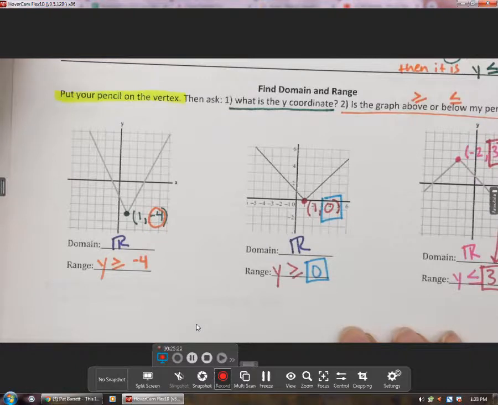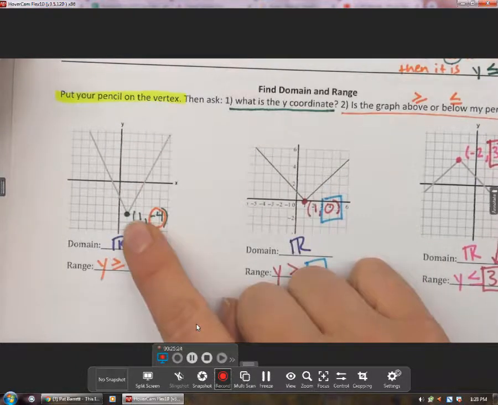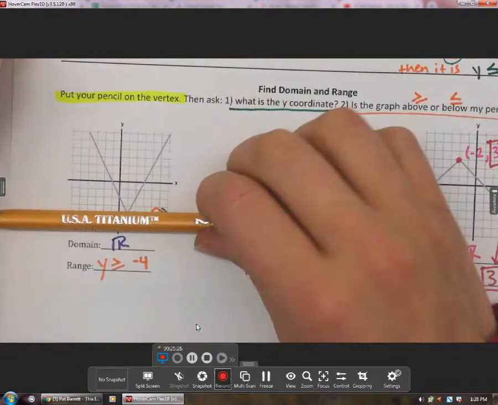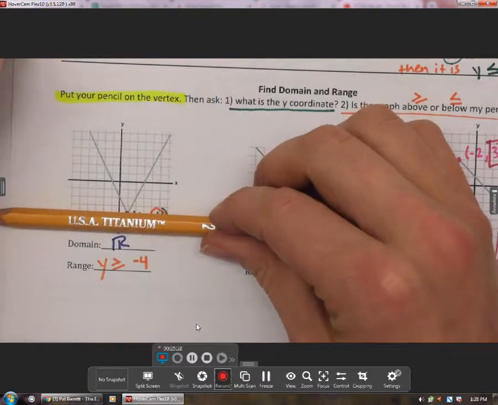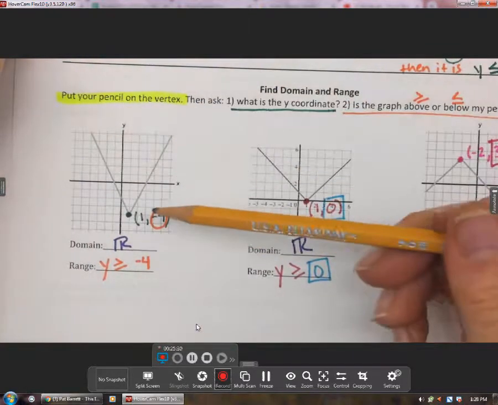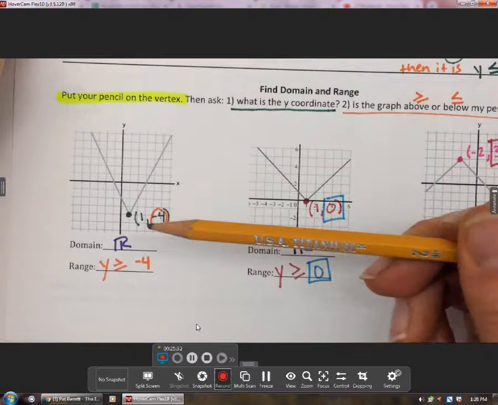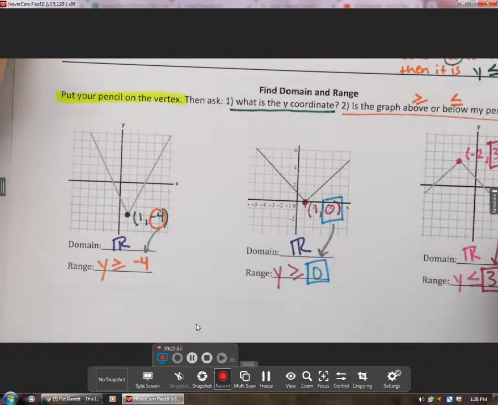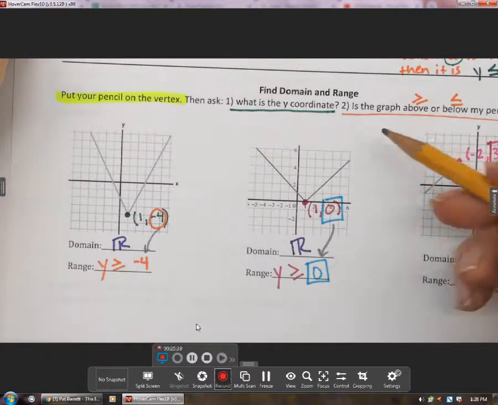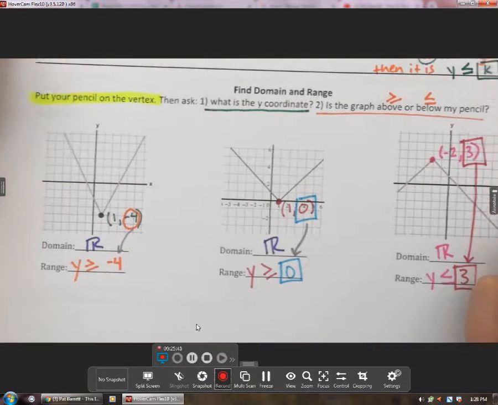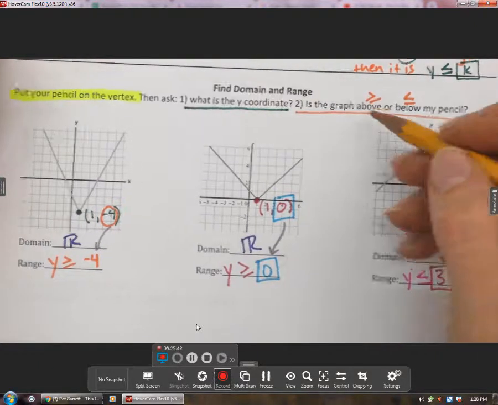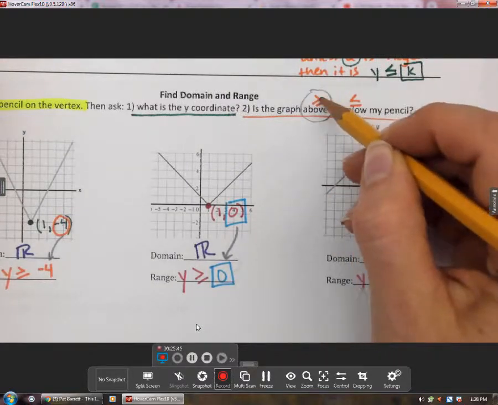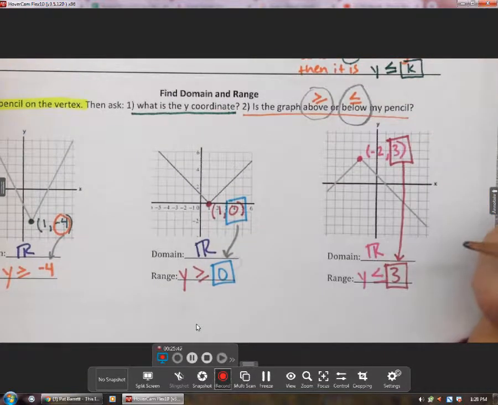We talked about domain and range and how to find it. You put your pencil on the vertex, and you can even just lay it on the vertex. You ask yourself, what is the y-coordinate of the vertex? That's your magic number. That's what will always go here in that spot. And then you ask, is the graph above or below your pencil? If it's above, you're going to have a greater than. If it's below, you're going to have a less than.